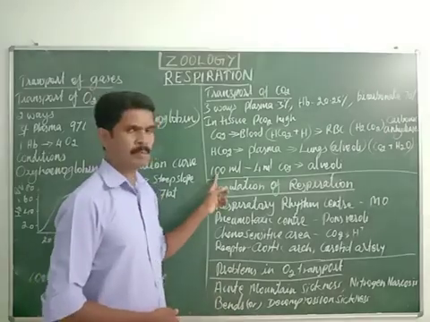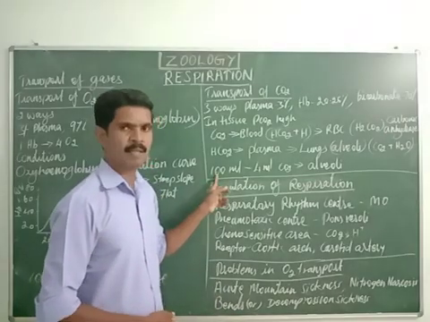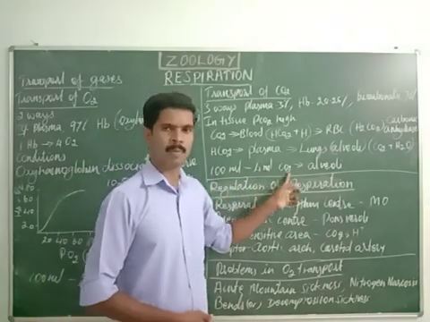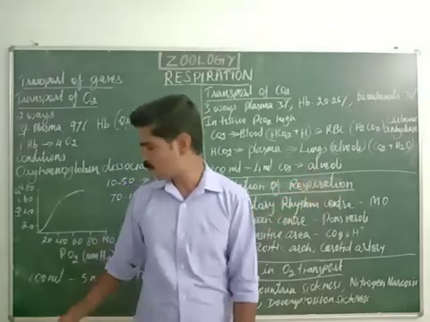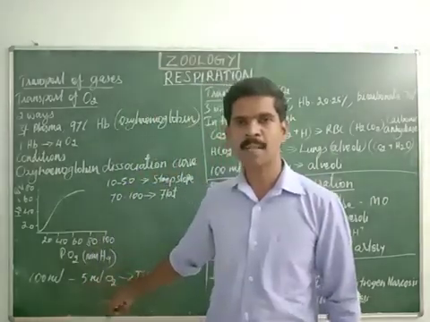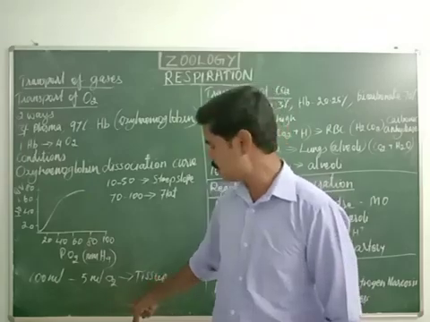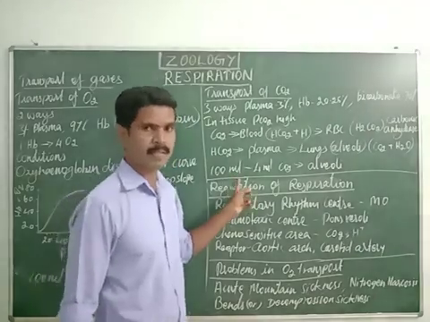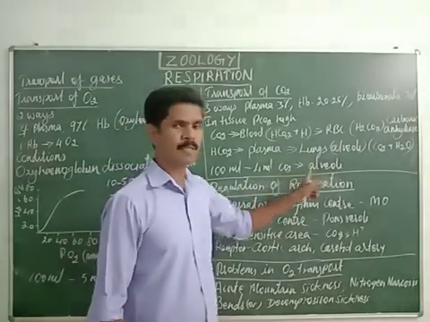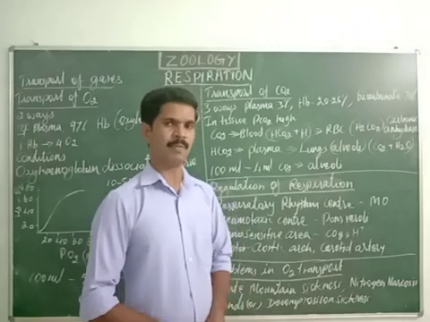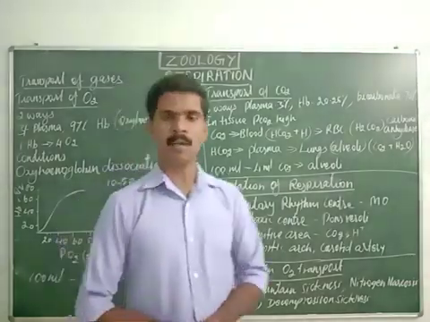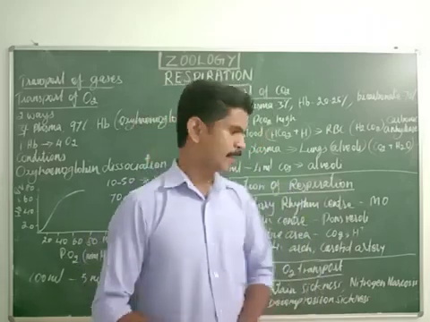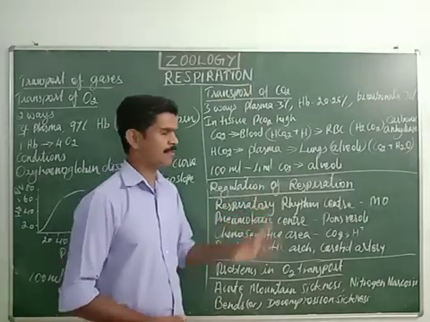Then another very important one-mark point of carbon dioxide transport: every 100 ml of deoxygenated blood delivers 4 ml of carbon dioxide to the alveoli. Earlier I said every 100 ml of oxygenated blood can deliver 5 ml of oxygen to the tissue. Here every 100 ml of deoxygenated blood can deliver 4 ml of carbon dioxide to the alveoli. Hope you understood the transport of both oxygen and carbon dioxide.